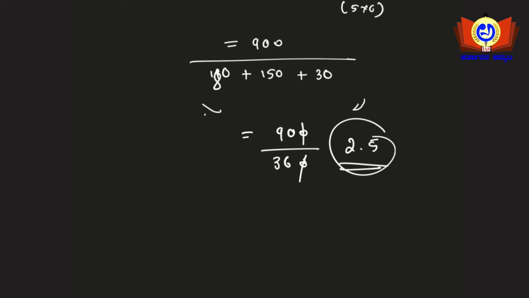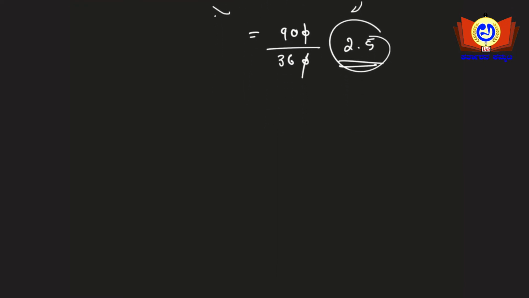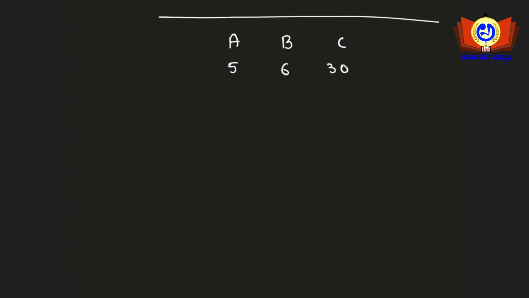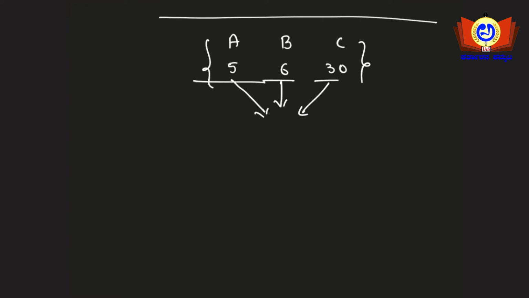See, one more method I'll be dealing with to solve the problem here. A pipe is there, B pipe is there and C pipe is there, right? So A takes 5 hours, B takes 6 hours and C takes 30 hours. Observe here, what I'll be doing is, if the time taken is 5 hours, 6 hours and 30 hours, what is the total capacity I'll be getting here?